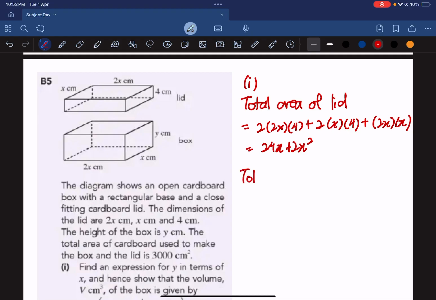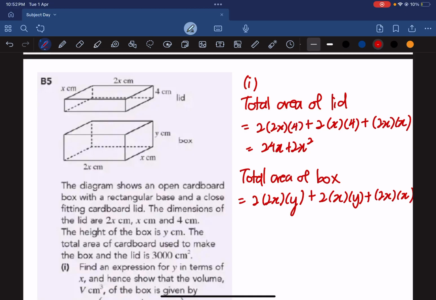Next part. Total area of the box. This is simply equal to 2 times 2x times y plus 2 times x times y plus 2x times x. Since this is an open cupboard, for the box as well, simplify everything, I should get 24x plus 6xy plus 4x squared.